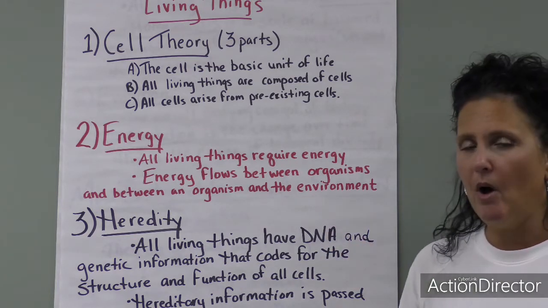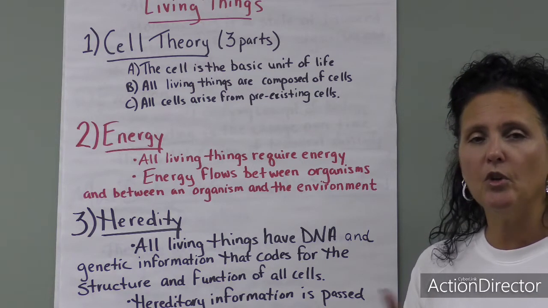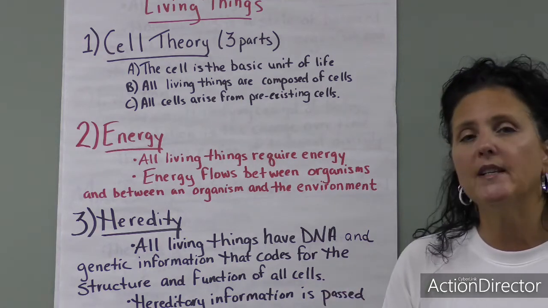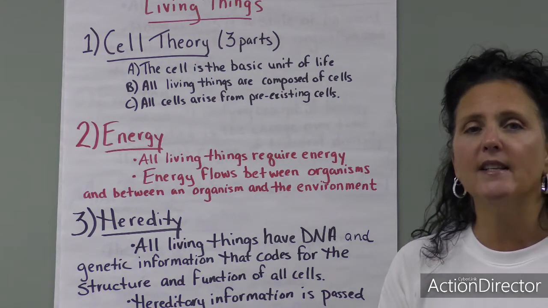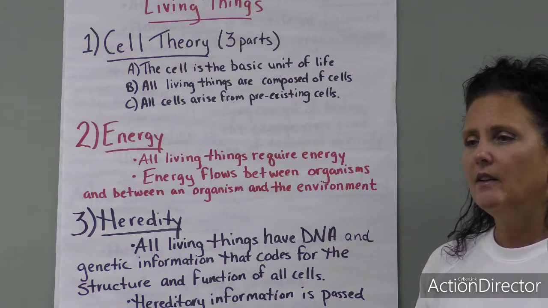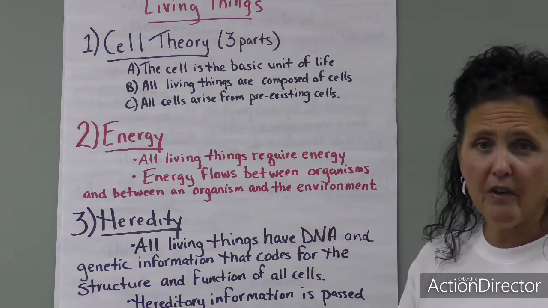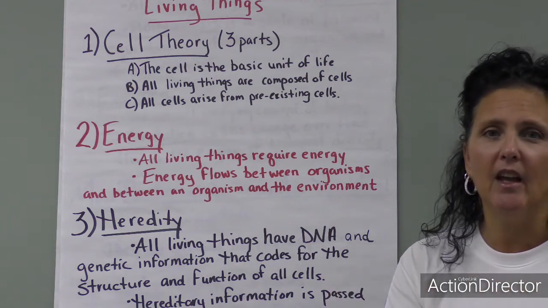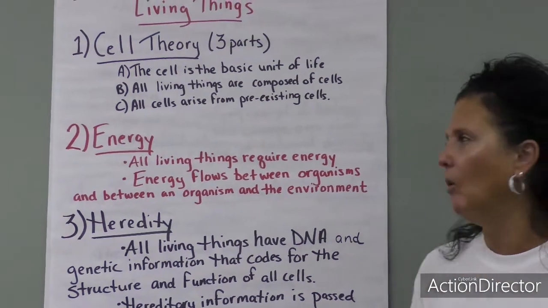All living things are composed of cells, one or more, because we do have unicellular organisms that are living, and all cells arise from pre-existing cells. We do not create a cell. It goes back to the law of conservation of energy, law of conservation of mass. Those are the same. They relate to, we can't create anything or destroy anything, we just recycle.